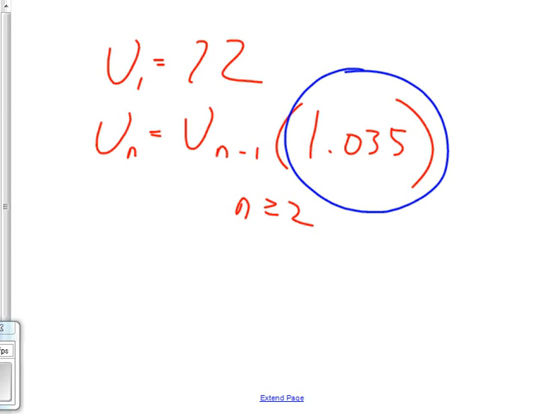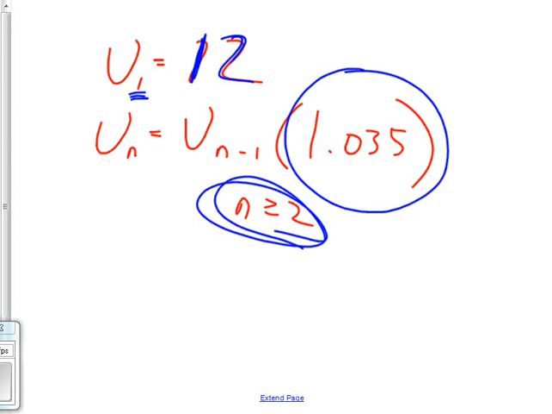Next, what is the growth rate? 3.5%. Very good. Next one, this is called something. What's that called? The domain. And it basically tells you that this will only work when this number here is 2 or bigger, because you can't use it to find the first term. First term has to be given to you. And what is the first term? That's supposed to be a 12. 12. Okay, I know it's hard to read. Okay, 12 is the first term.